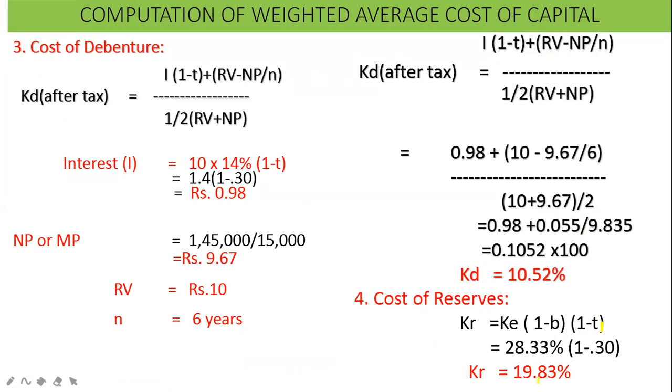I have taken only the 1 minus T. What is 1 minus T? T is the tax rate, 1 minus 0.30. When you calculate 1 minus 0.30, it will give you 0.70. Multiply this 0.70 with 28.33%. You will arrive at a figure of 19.83% as the cost of reserve.